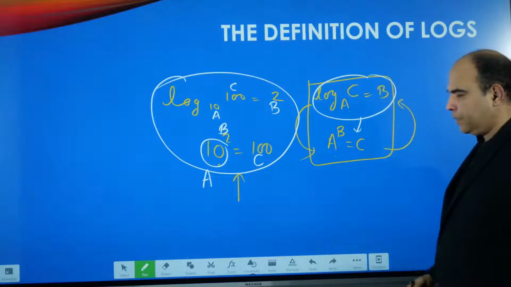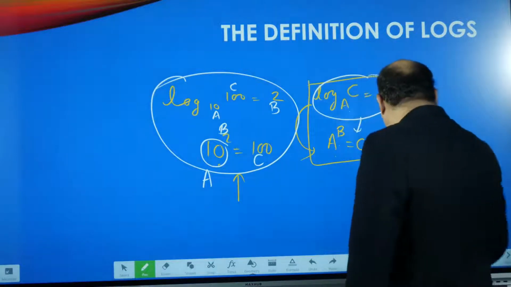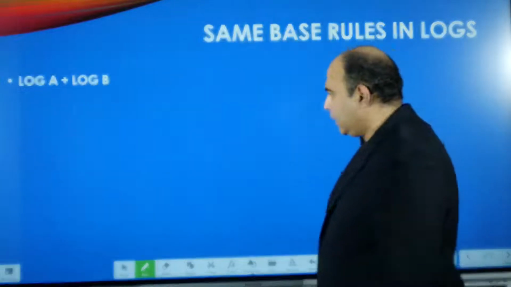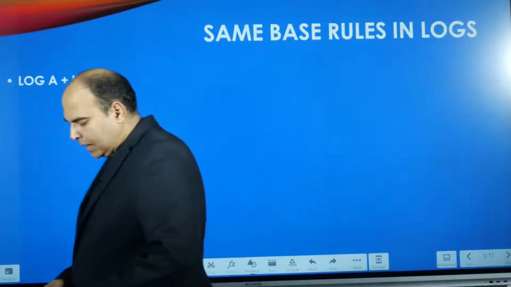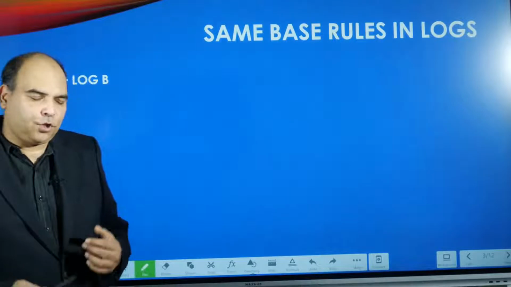A raised to b is equal to c. Right? So this is the definition of logs. This is the first thing. Now then there are certain rules that apply to logs, which you can apply to logs.